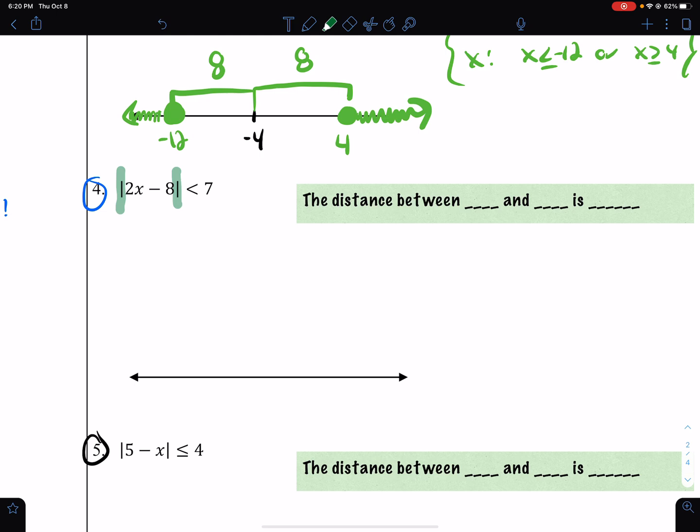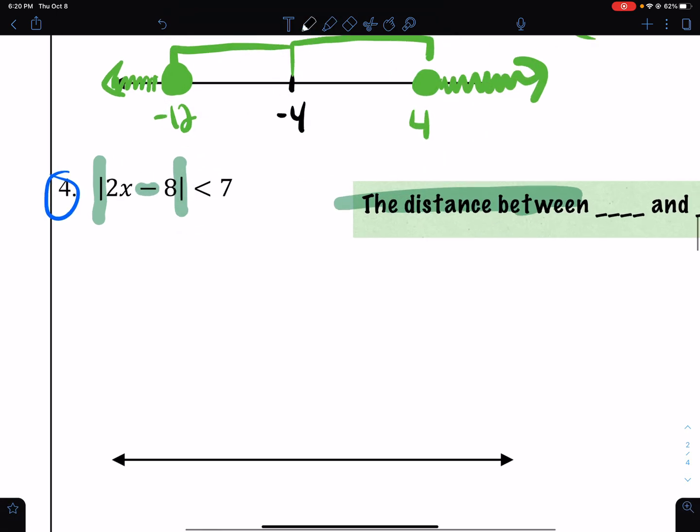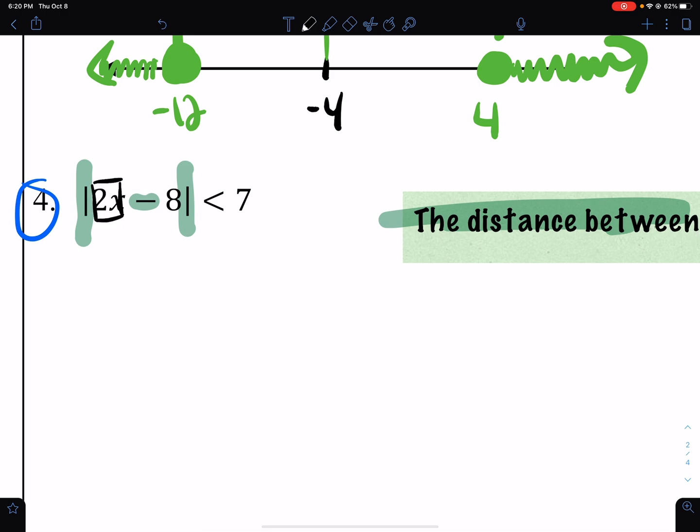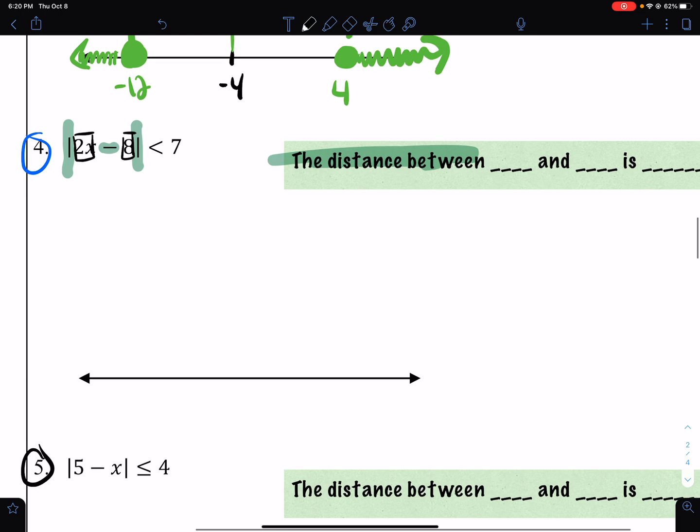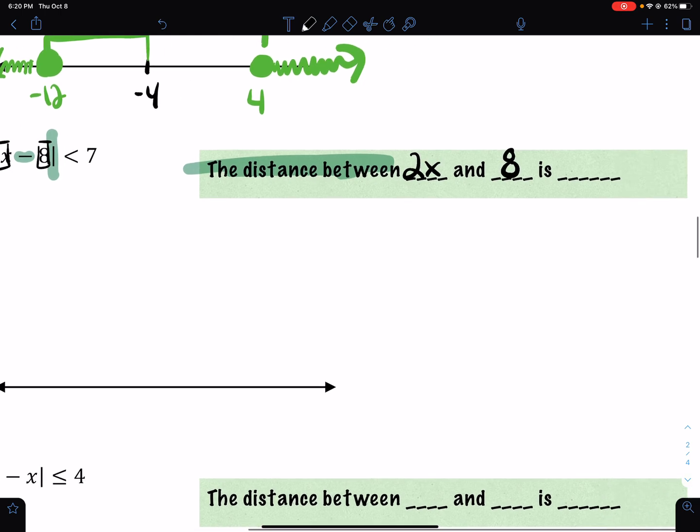So I see the absolute value and a minus sign. So that's the distance between. So I like to go ahead and put two boxes around the things so I know exactly what two things I'm comparing. So you'll notice here, one of the things I'm comparing is 2x and the number 8. Now we'll come to that 2x in a moment, but that distance is less than 7.